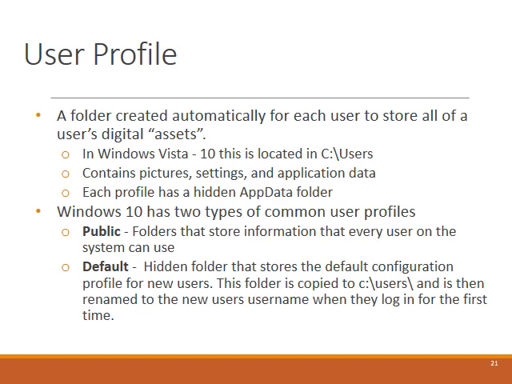Windows 10 has two types of common user profiles. First off, it has public, and public user profiles are folders that store information that every user on the system can use. So if you've got a common set of applications that you want to put a shortcut to on the desktop of every user of your system, you can store those shortcuts in C:\Users\Public\Desktop, and that will place that application on every user's desktop.